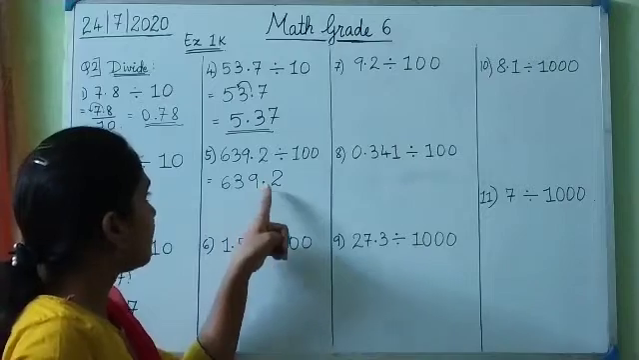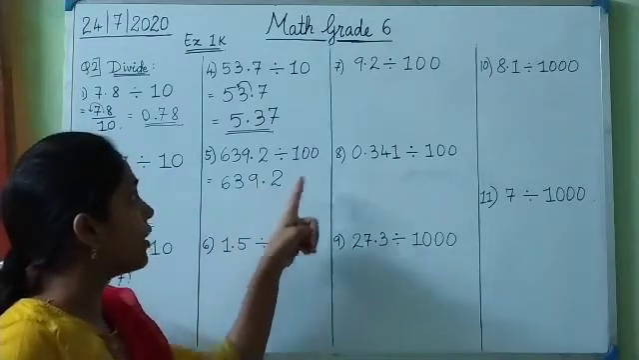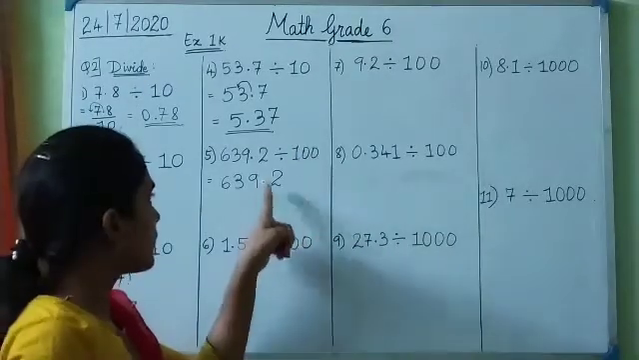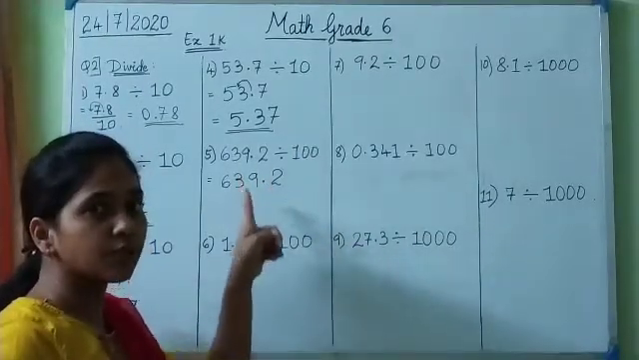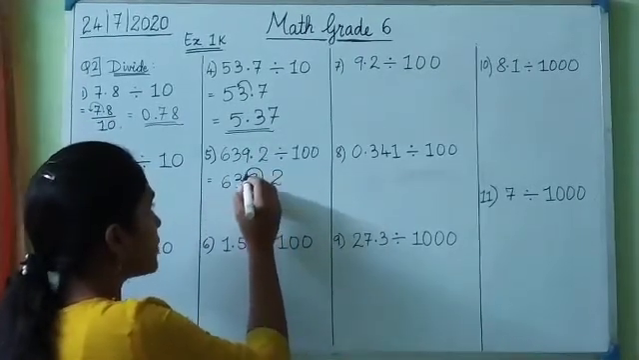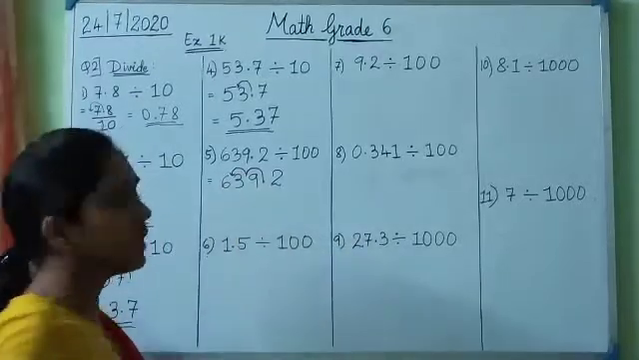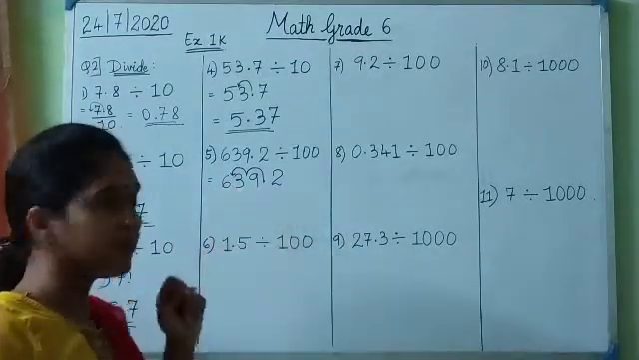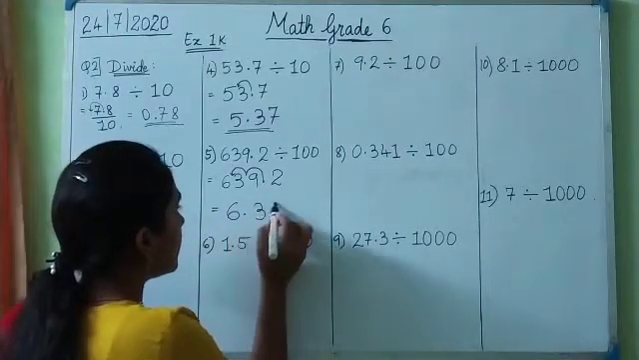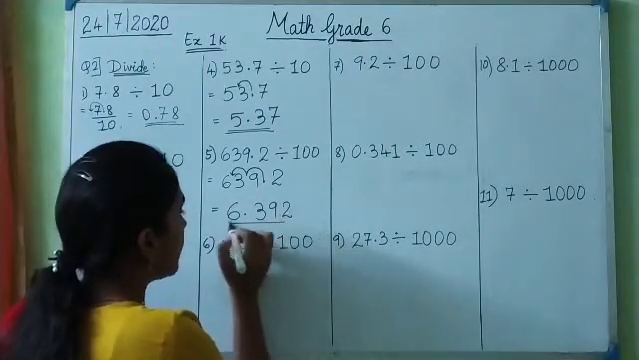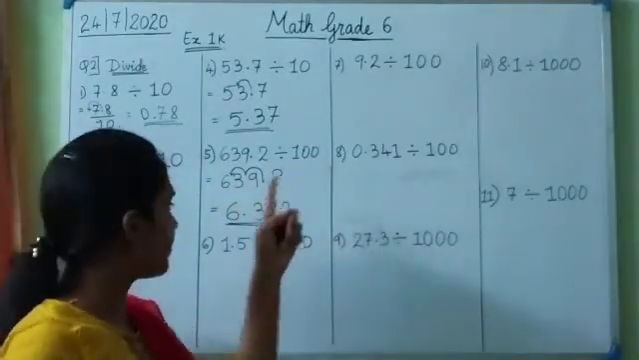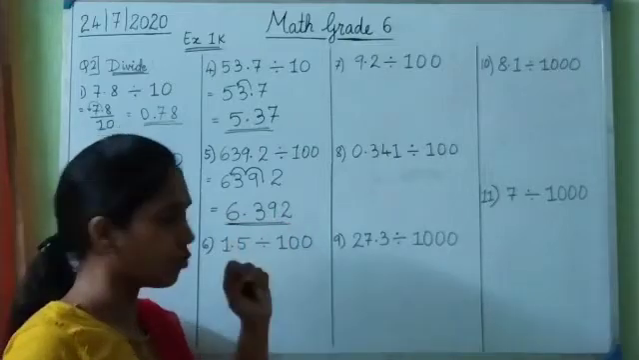Now we are doing only division sums. Here the decimal point is between 9 and 2. And how many zeros are there in 100? There are 2 zeros. So this decimal point will shift 2 times towards the left. I'm shifting 2 digits, this is 1 and this is 2. So where will it lie? It will lie between 6 and 3. So the number becomes 6.392. The number 639.2 after dividing by 100 becomes 6.392.